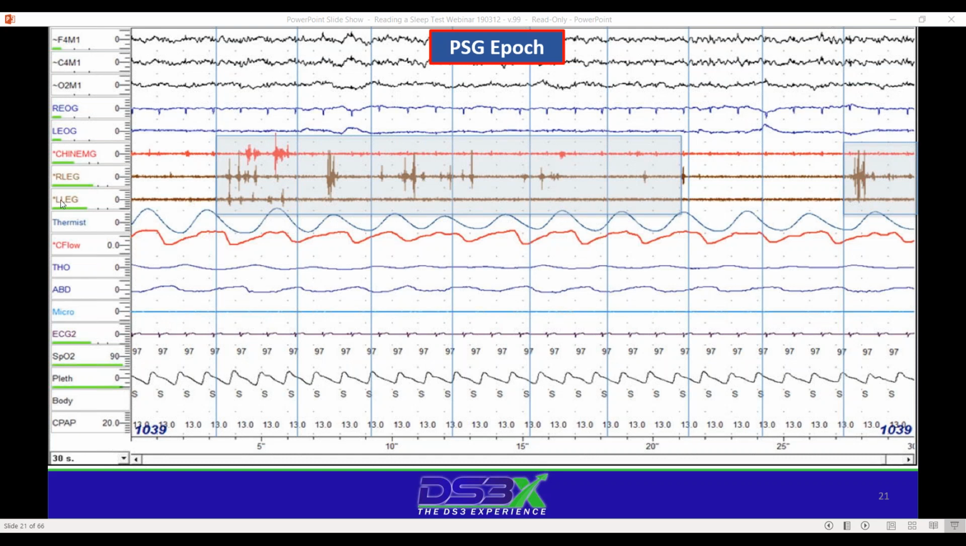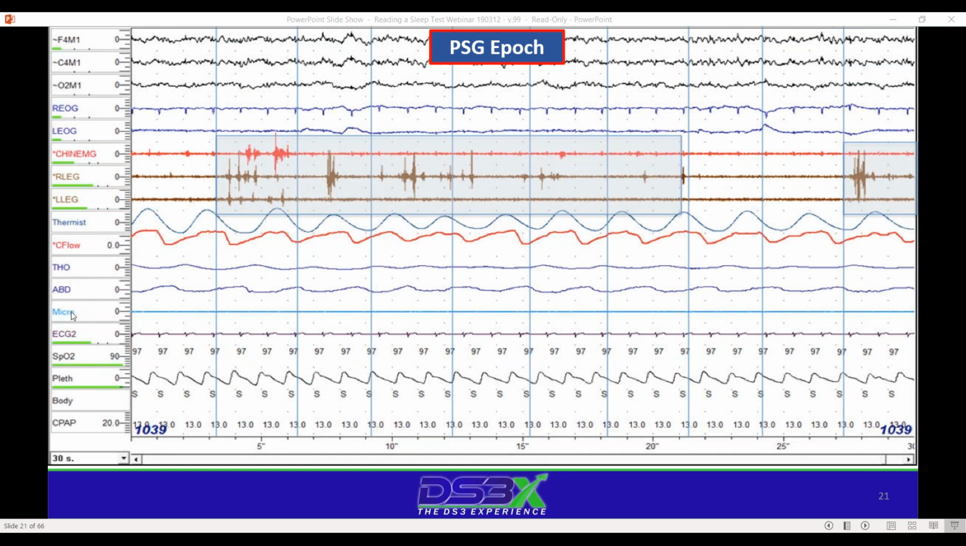I think those are the next ones here, right, Rich? The right and the left leg sensors to see if you're twitching your arms and legs. And then here's that thermistor I talked about. That's going to measure the temperature of your air, so we can tell when you exhale and inhale. And then we have a flow. And then here's your two belts, the thorax and the abdomen.